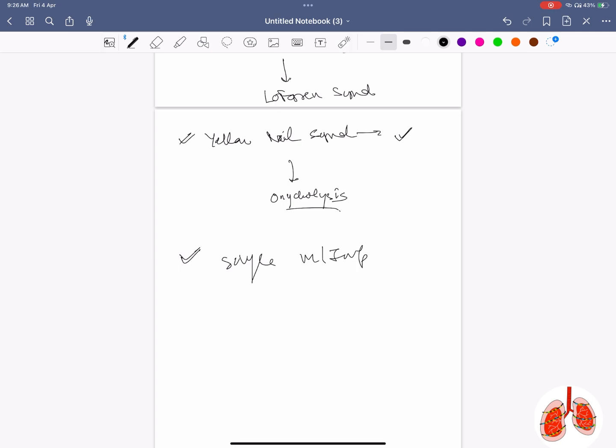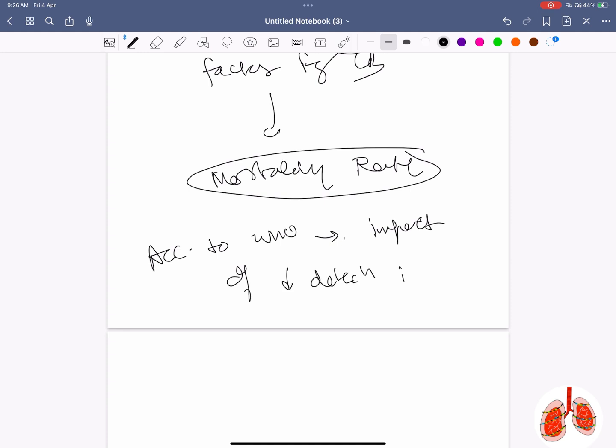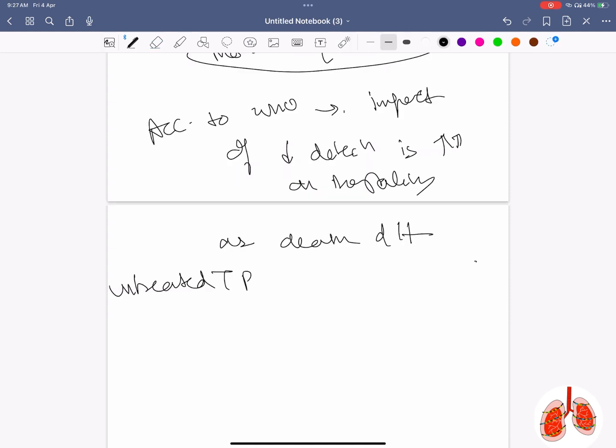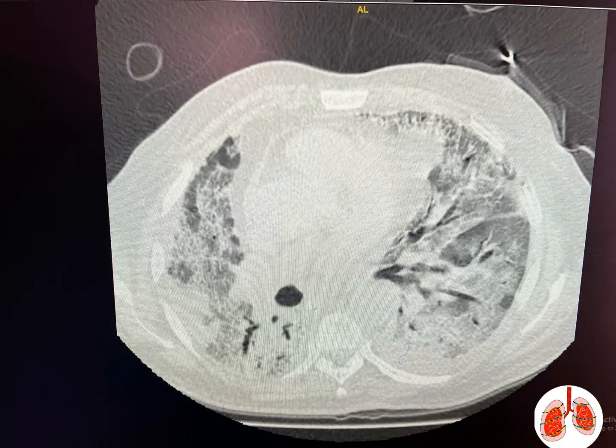Single most important epidemiological indicator of TB is mortality rate. According to WHO, impact of lower detection is more in mortality associated with TB because impact of lower detection on incidence rate is delayed.